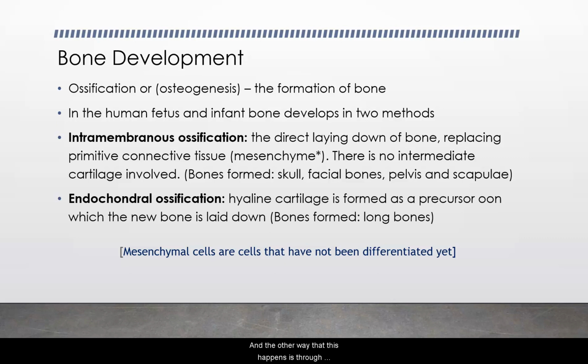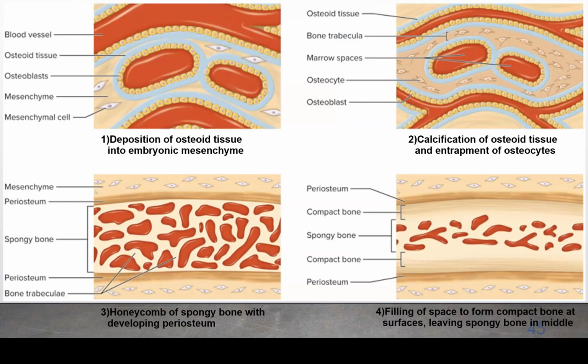And the other way that this happens is through endochondral ossification. Hyaline cartilage is formed as a precursor upon which the new bone is laid down. And the bones formed here are the long bones. So a lot of the bones are formed this way. So here is an example of it here.